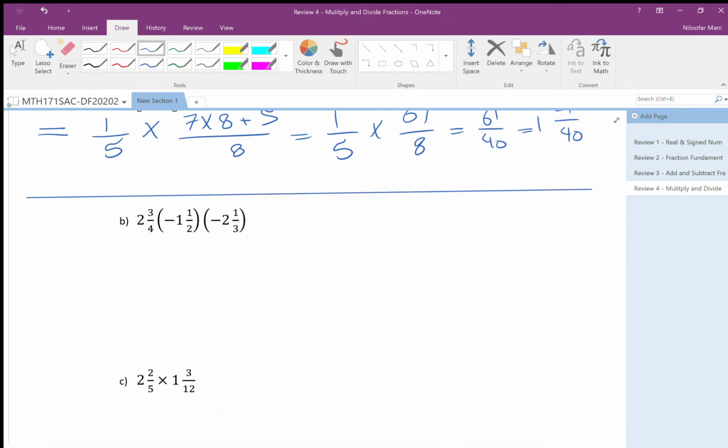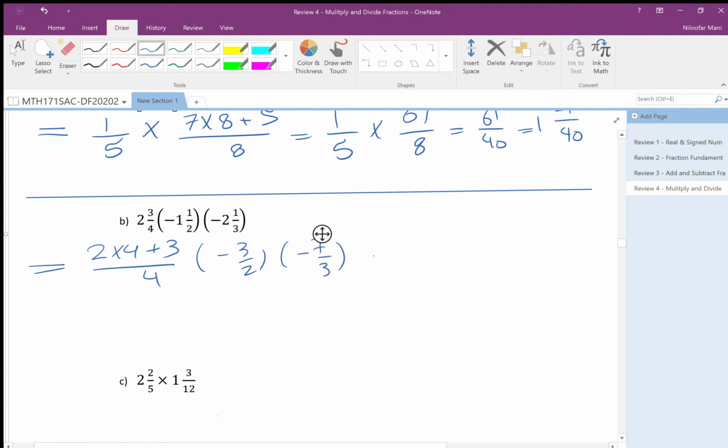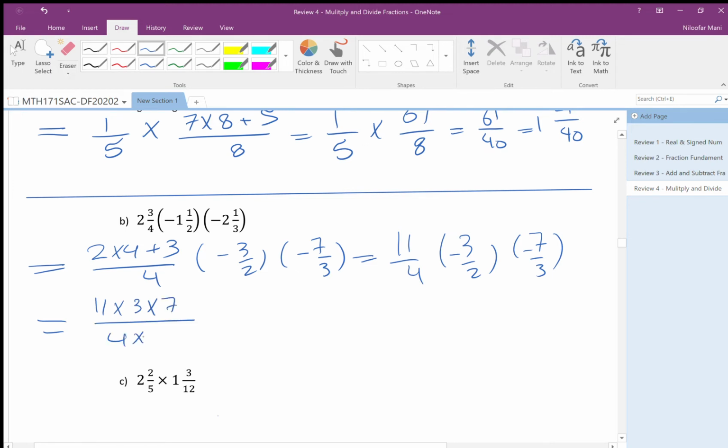So I have two negative numbers. I can just say the answer is positive. So it is 2 times 4 plus 3, over 4. I show it for one of them. The other one is minus 3/2. The other one is minus 7/3. I have to check something. Yes, which is 11/4, okay, times 3/2 times 7/3. I don't need to write negative because it's positive, or I can say negative at the end. I say positive, so it is 11 times 3 times 7 divided by 4 times 2 times 3.